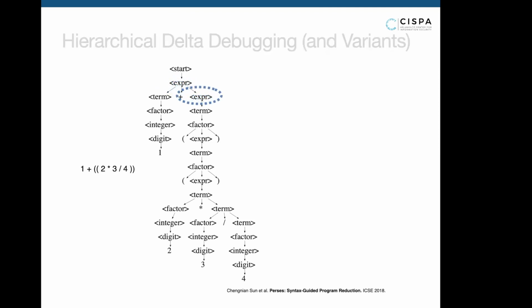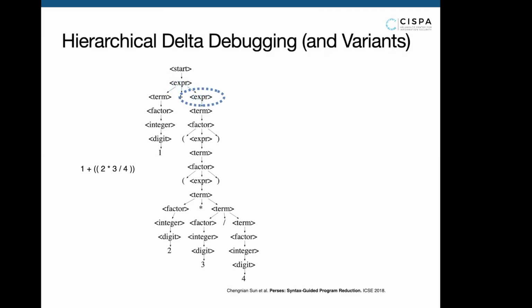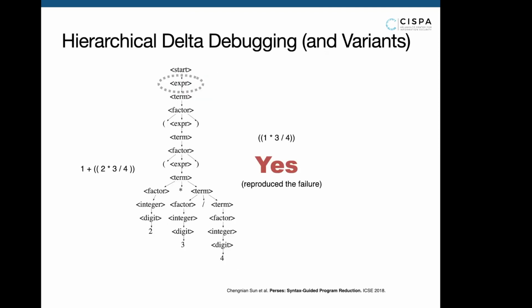And we scan for the next expr node and check whether this new expr node that is smaller than the previous can actually replace the previous node. And the generated input, that is double nested 1 times 3 by 4, can reproduce a failure. So we replace the previous tree with a smaller tree and then continue.